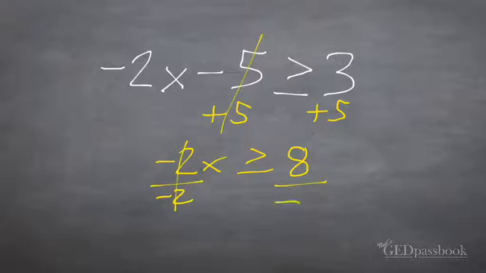Yes, you are all masters at equations. The final answer is what? What's 8 divided by 2? Negative 2. X is greater than or equal to 8. Negative 4, right? And what sign do I put in the middle?